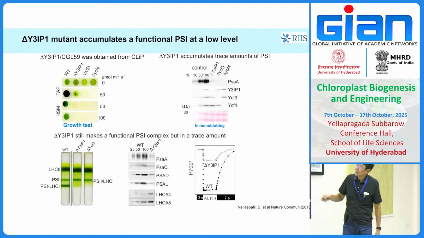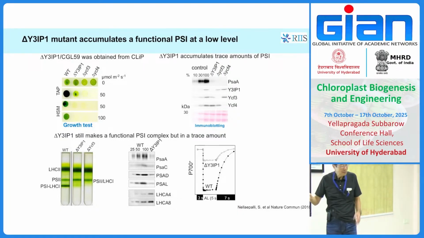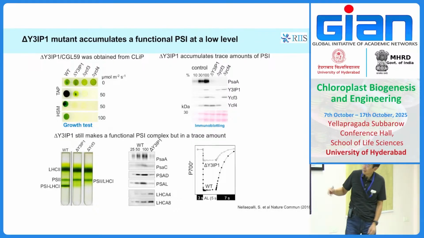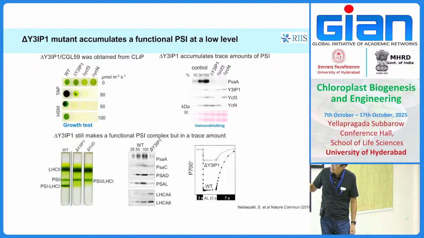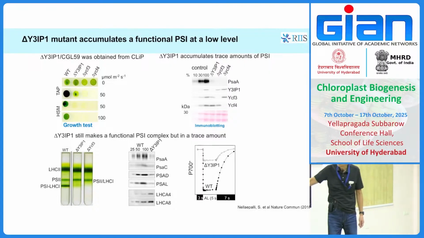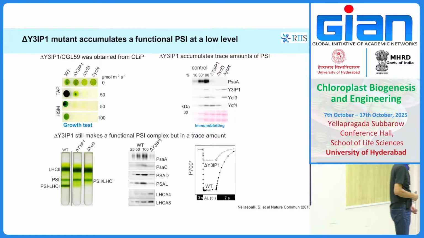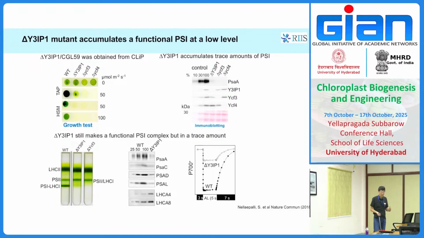From the delta Y3IP1, which accumulates a small amount of PS1, there are two bands, but a slightly green band is present at the PS1 LHC1 supercomplex. The presence of a small amount of PsaA1 in this mutant means that it's assembled, not just that the protein is present, but that it's assembled.